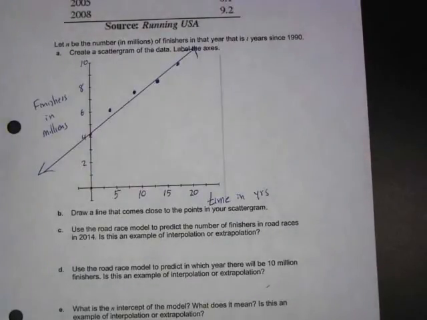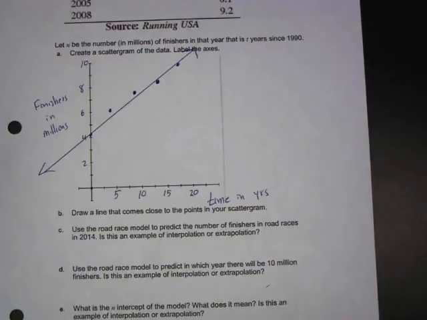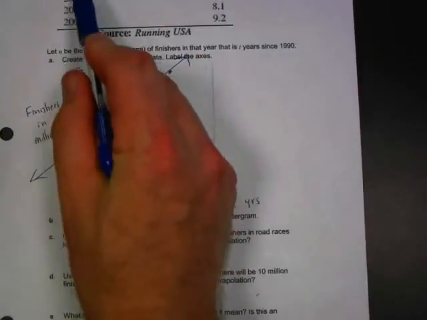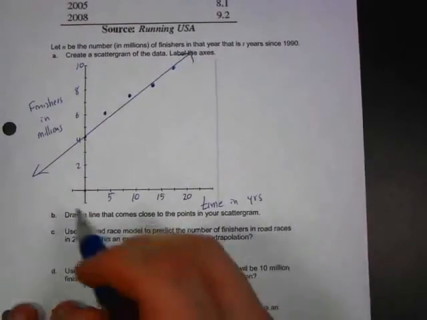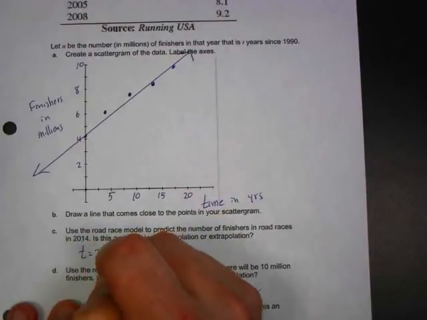Part C. Use the road race model, so that means use the line that you just drew, to predict the number of finishers in road races in 2014. All right, so 2014, am I giving you a year or am I giving you a finishers? A year, so that's one of the X numbers, isn't it? So when is 2014? If we started in 1990, 2014 is how many years later? 24. So T is 24. So I'm telling you 24 years.